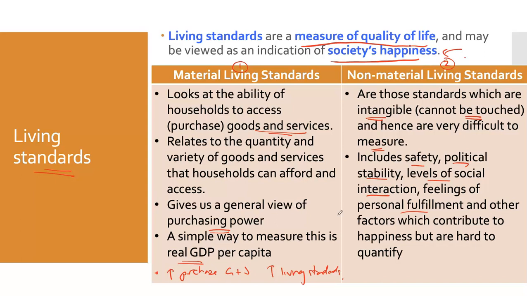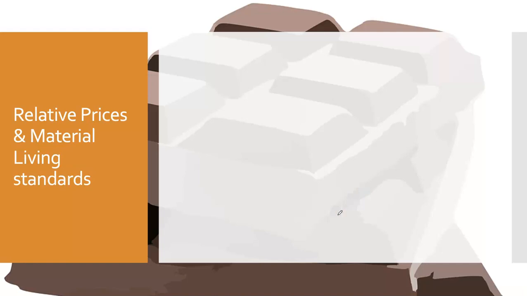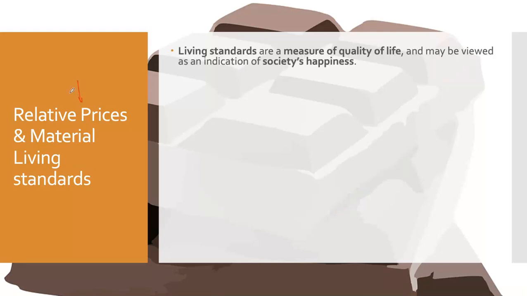Those sorts of things. So understanding that we measure a quality of life by how much material things we can have, material living standards, how many goods and services we can purchase, and non-material living standards, or the things that are intangible, that build up, help our happiness, is an important thing to understand. But what the hell does that have to do with relative prices?